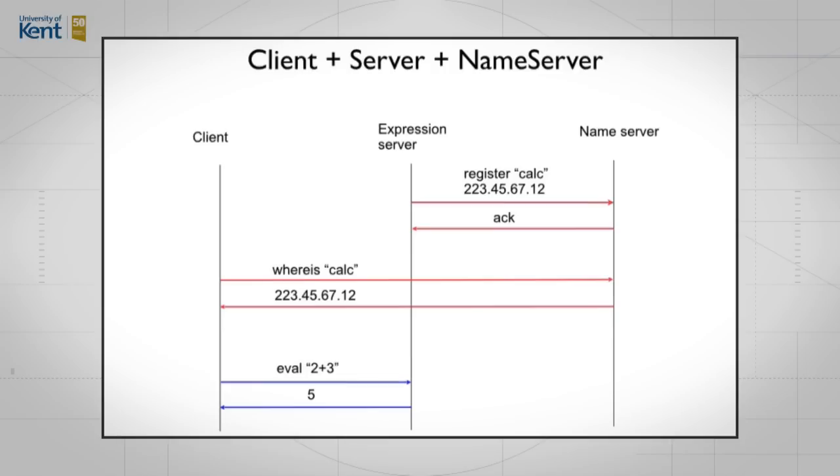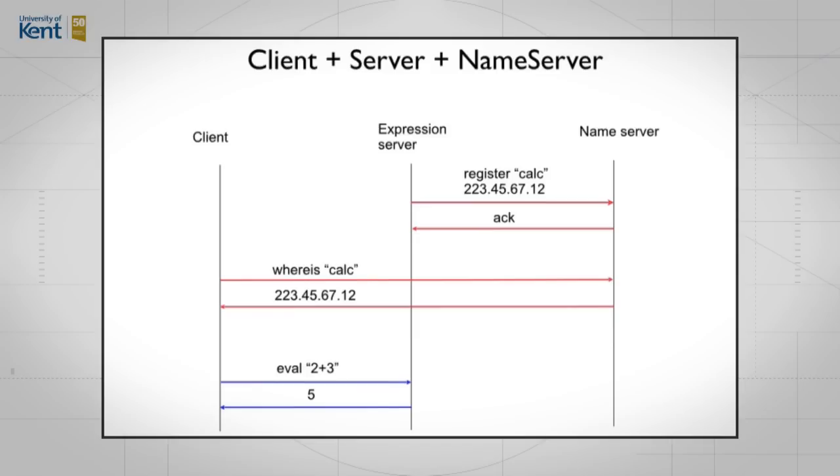And at the start of the world, the expression server will go to the name server and register its name with the name server. So if we want to use this expression evaluator, I've called it a service whose name is calc, and I've said, well, it might be available on a certain IP address. I would send a message to the name server telling it to register the thing. That's the first message that you see to the top right-hand side of the diagram. And the name server might acknowledge that.